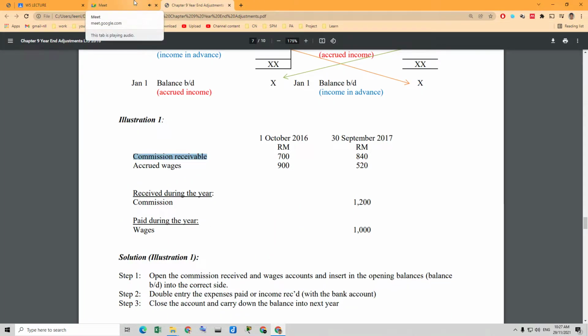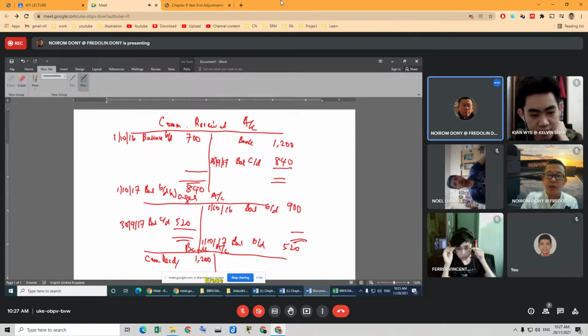Then the date. I don't know when is the date, but I just put the last date. 30th of September 2017. Okay, 30th of September. So done. Then next transaction, you see wages paid during the year.